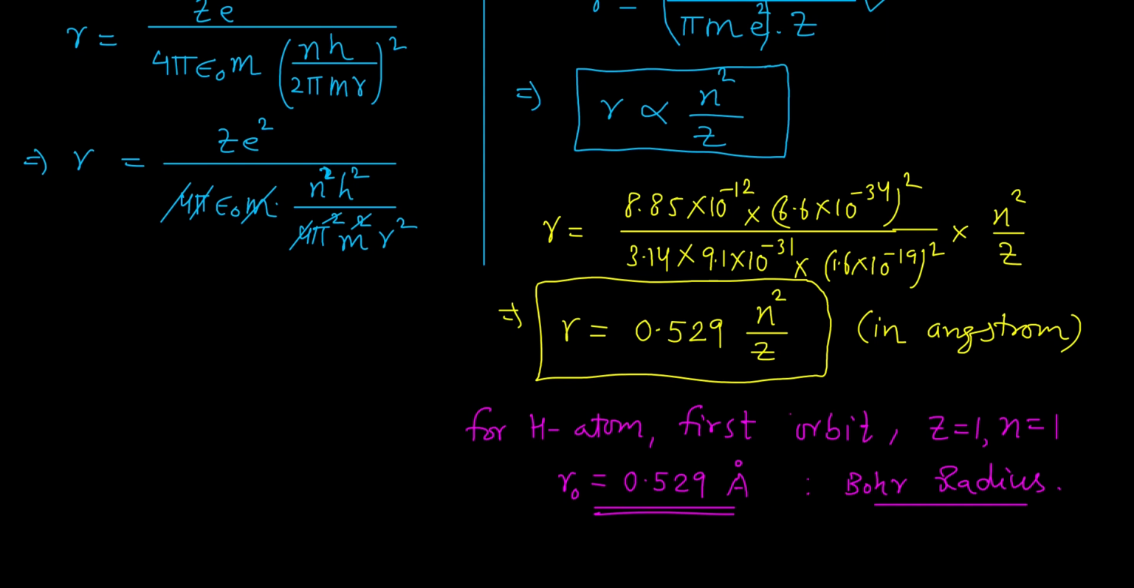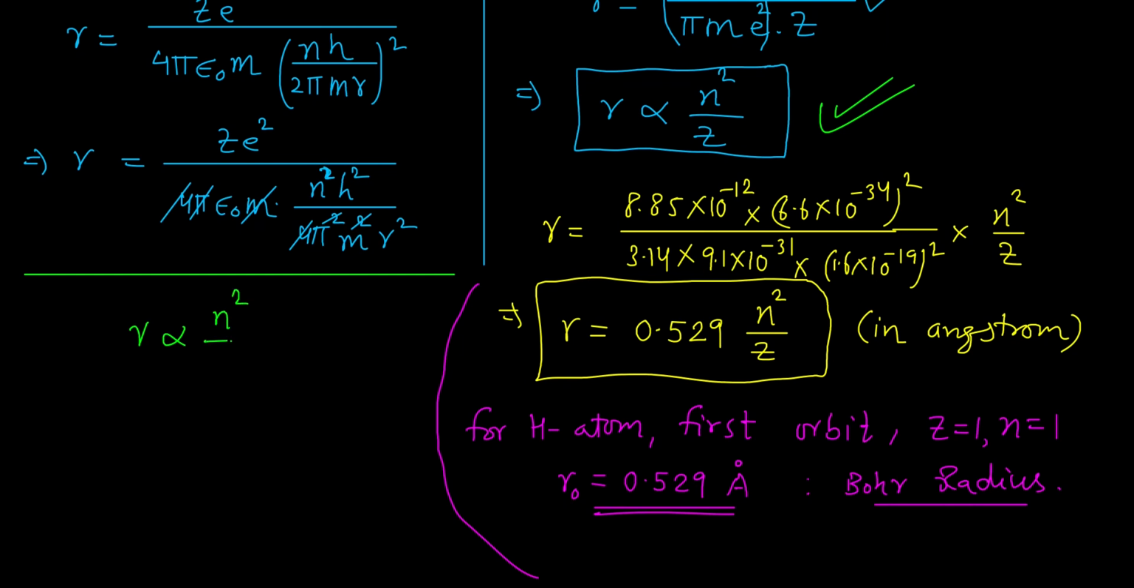Okay, I think you understood this, and one important thing I would like to elaborate a little more here, this final result I told you to remember. So R was proportional to n square divided by z. So what can be the application of this? Many questions you can get in exams, what will be the ratio of the first, second, third, fourth orbit for a single species, like R1 is to R2 is to R3 and so on.